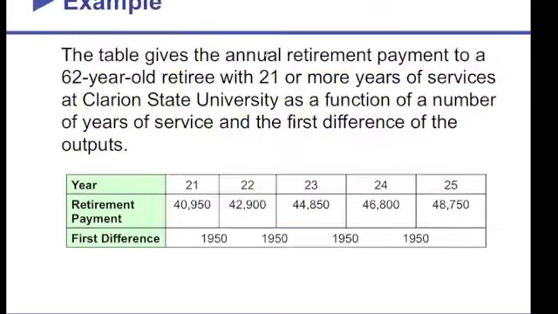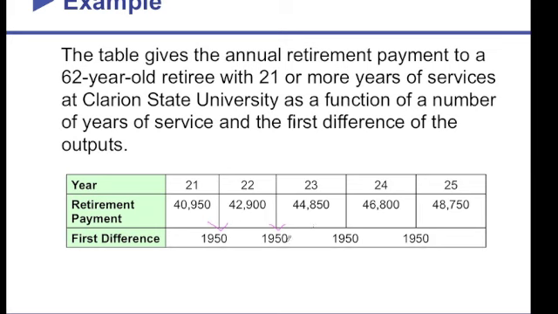This table gives the annual retirement payment to a 62-year-old retiree with 21 or more years of service at Clarendon State University as a function of the number of years of service, and the first differences of the outputs. So 21, 22, 23, 24, 25 years of service. Those are uniform. Here's the retirement payment per year, and these are the first differences. It's the difference between two numbers, and it's how much it goes up. So this was an increase of 1,950.